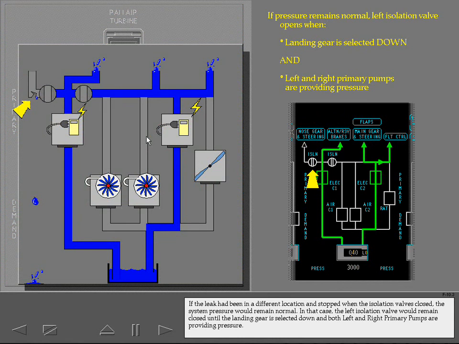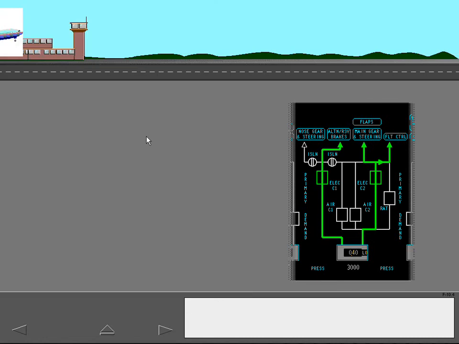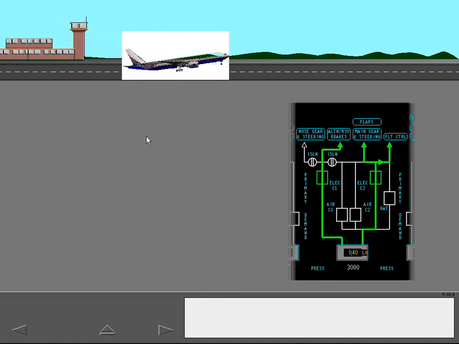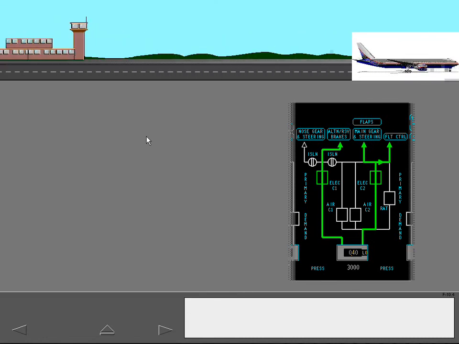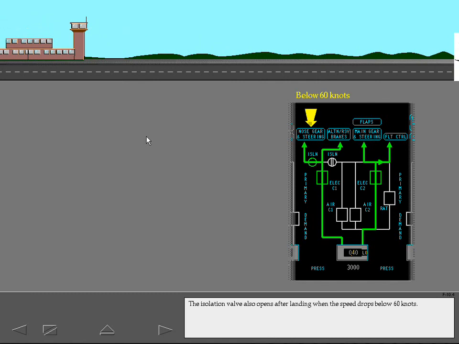In that case, the left isolation valve would remain closed until the landing gear is selected down, and both left and right primary pumps are providing pressure. The isolation valve also opens after landing when the speed drops below 60 knots.